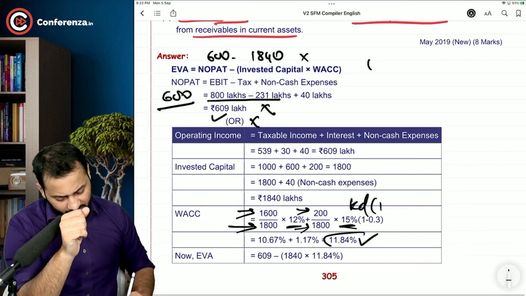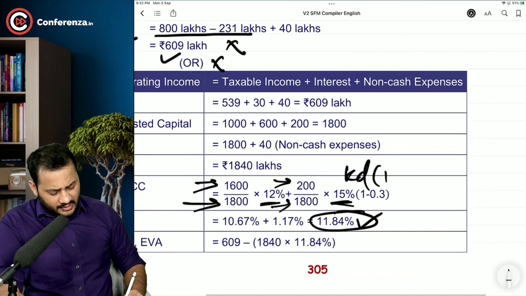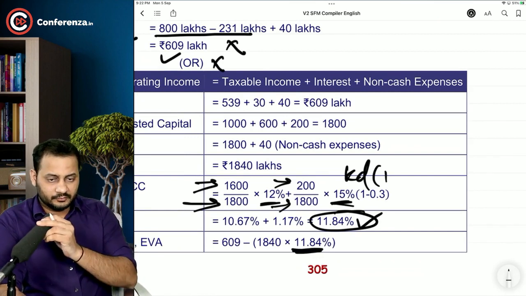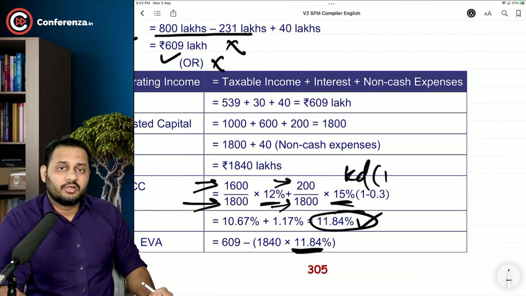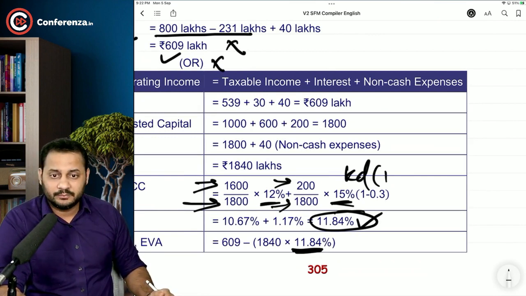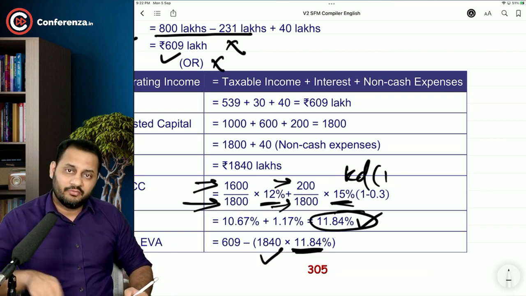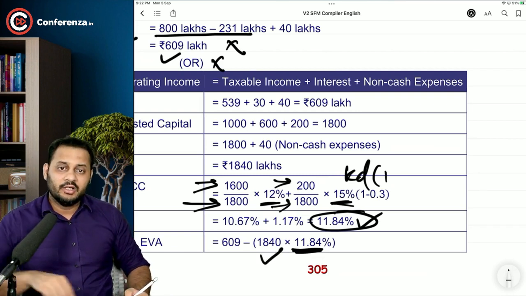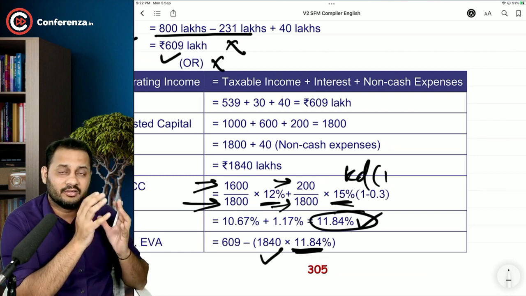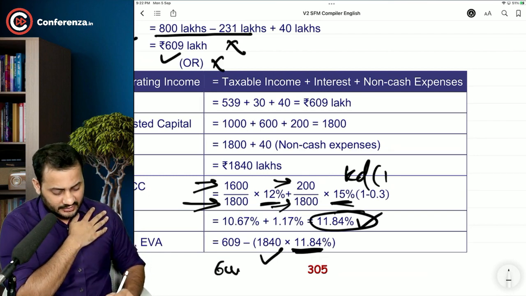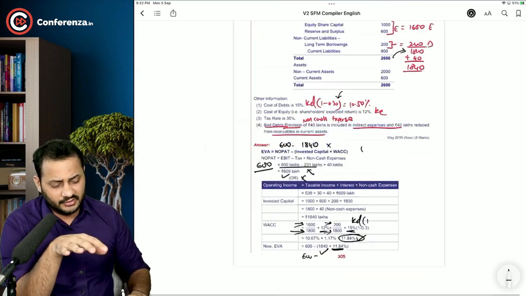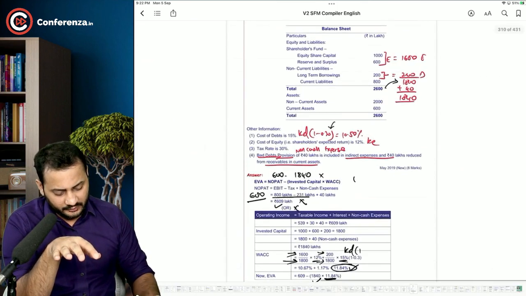So the total will be 11.84. Now you understand, 11.84% is the expected cost of capital. This is the return that the debt and the equity holders are expecting from us. If you apply this on 1840, you will get the amount of return that they are expecting, and then deduct it from 600. Rest of the things are quite okay.